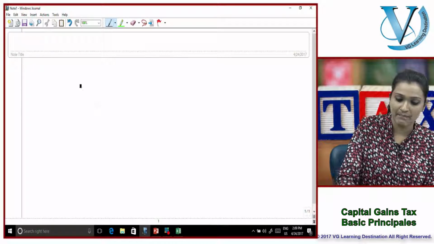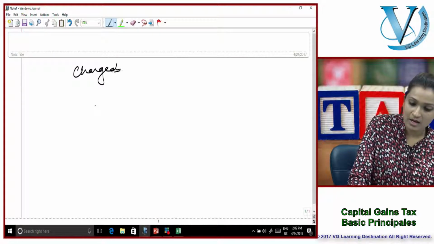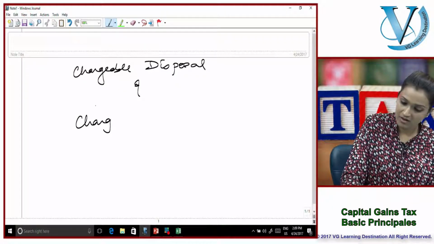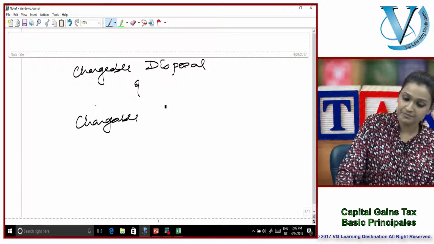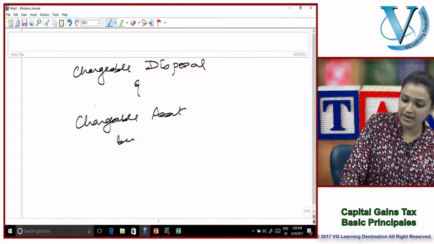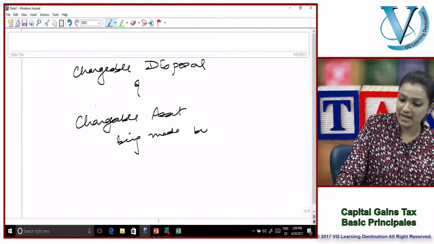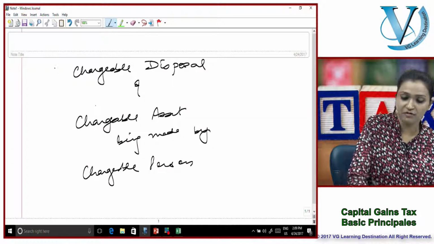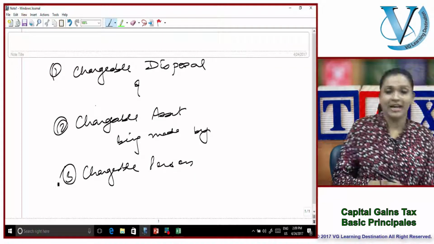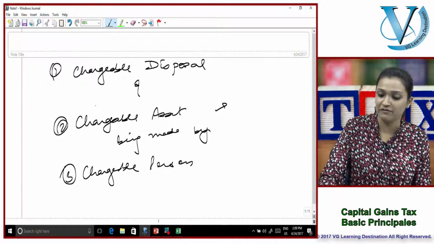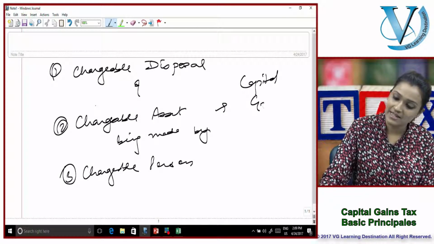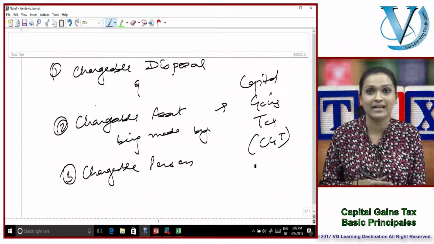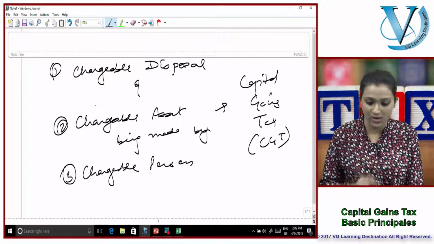First being a chargeable disposal, of a chargeable asset, being made by a chargeable person. So we've got three terms to understand in order to understand when the liability for capital gains tax, that is CGT, arises, right? So let's have a look at each of these terminologies one by one.